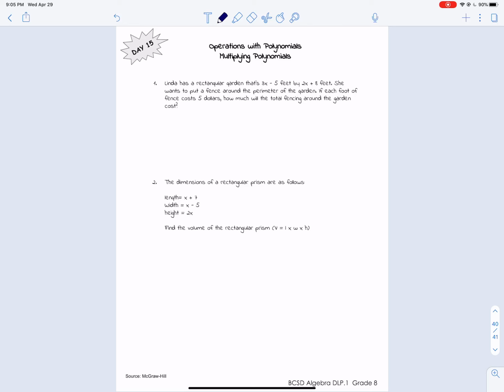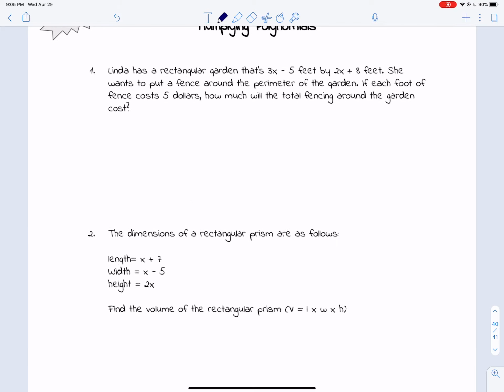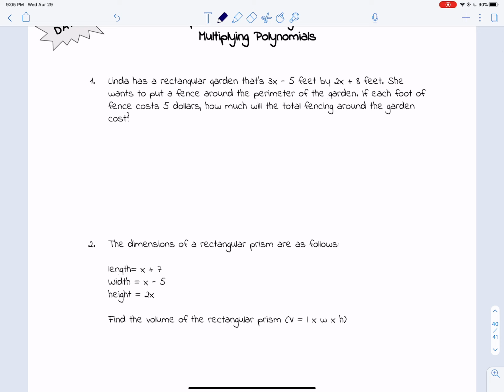Again, word problems to practice what we just did. All right, number 1. Linda has a garden. It's a rectangle, and the sides are 3x minus 5, and the other side is 2x plus 8. She wants to put a fence around the perimeter of the garden. If each foot of the fence costs $5, how much will the total fencing around the garden cost?